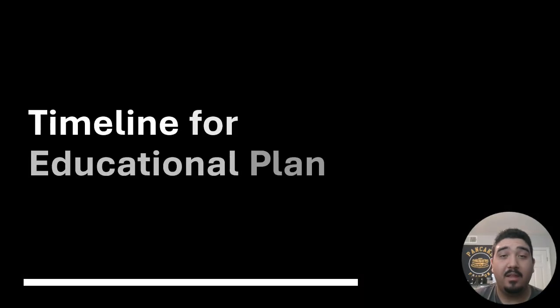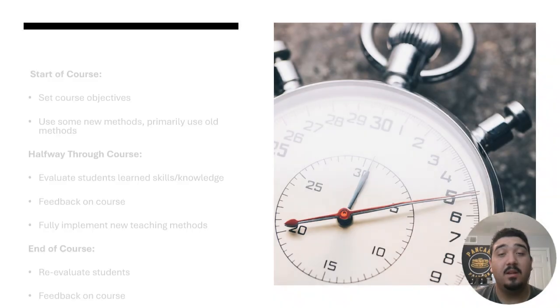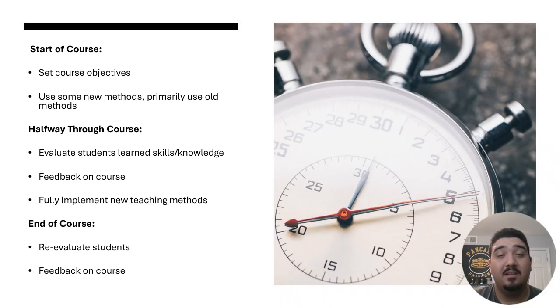The timeline for the educational plan will be as follows. Of course, the objectives for the learning will be set. New teaching tools will be explained, but traditional tools will be primarily utilized. Halfway through the course, students will be evaluated on learning skills and provide feedback on their thoughts of the course so far. New teaching methods and tools will be fully implemented at this point. At the end of the course, students will be reevaluated and provide feedback on the second half of the course.